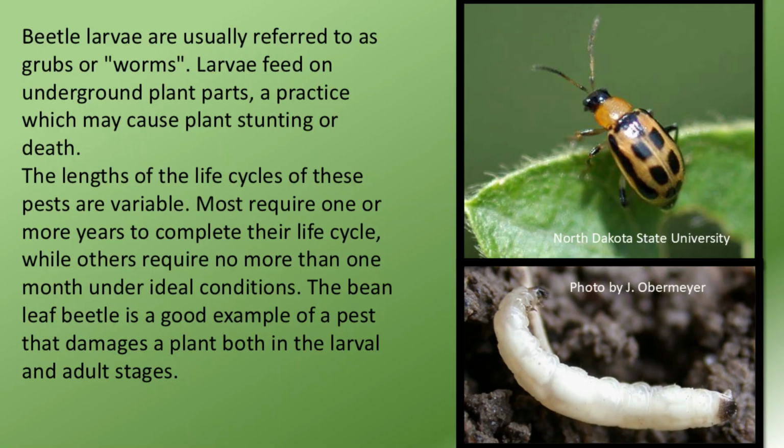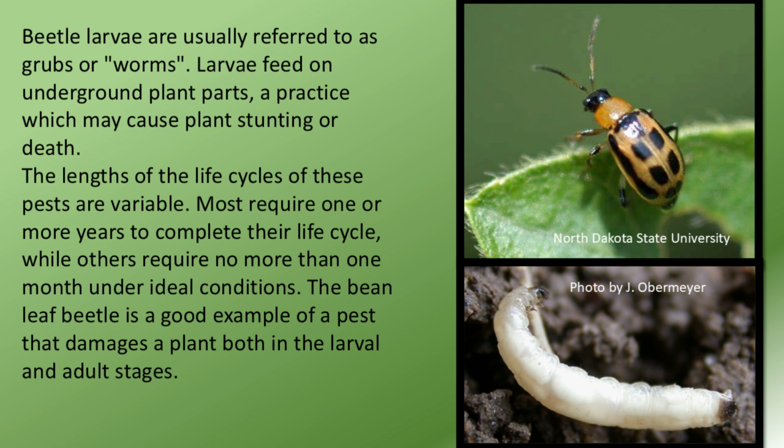Beetle larvae. Beetle larvae are usually referred to as grubs or worms. Larvae feed on underground plant parts, a practice which may cause plant stunting or death. The lengths of the life cycles of these pests are variable. Most require 1 or more years to complete their life cycle, while others require no more than 1 month under ideal conditions.